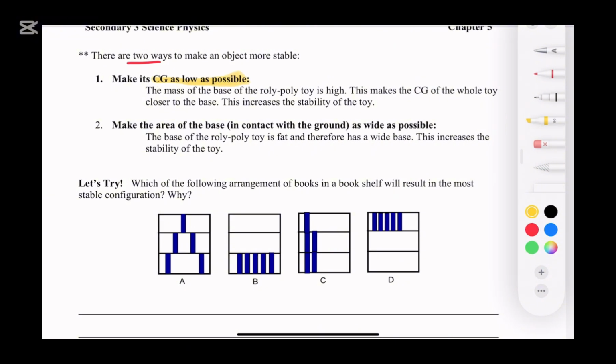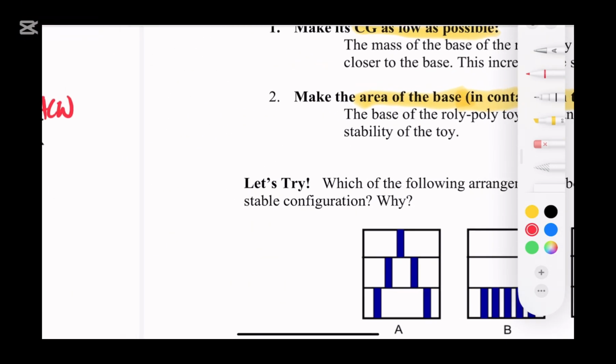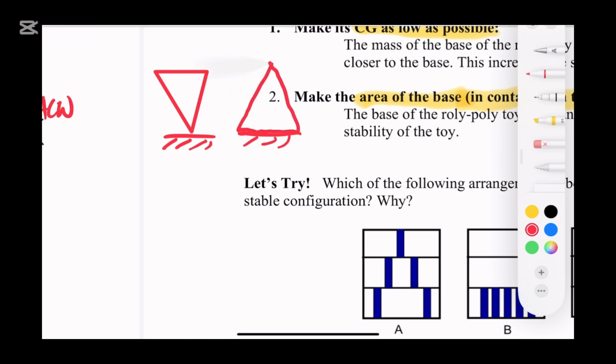Number two, the area of the base in contact with the ground must be as wide as possible. So I give you an example here. If I have a triangle toy and I put it like this on the floor, compared to if I just turn it around and place it like this, then clearly you will know that in the second case, it's more stable because the base is wide compared to this little pointy apex over here.